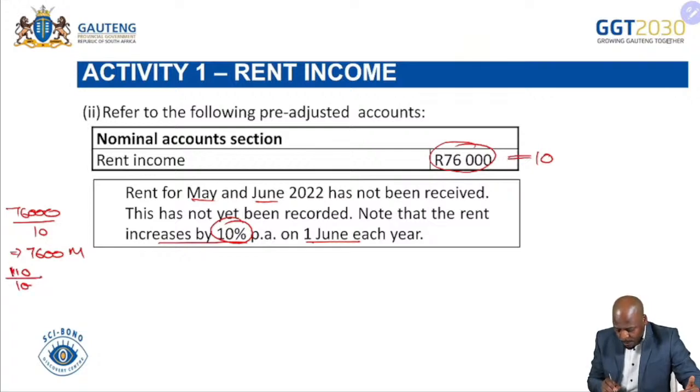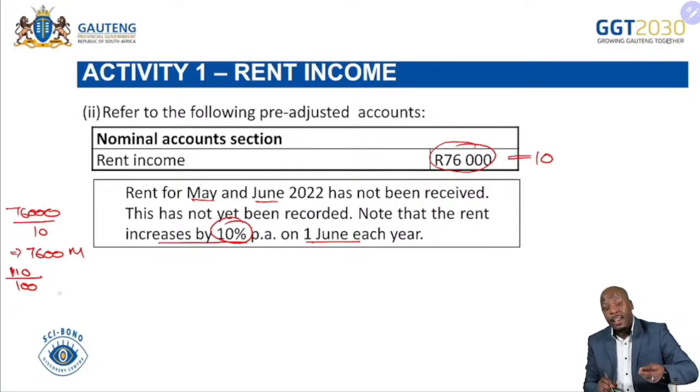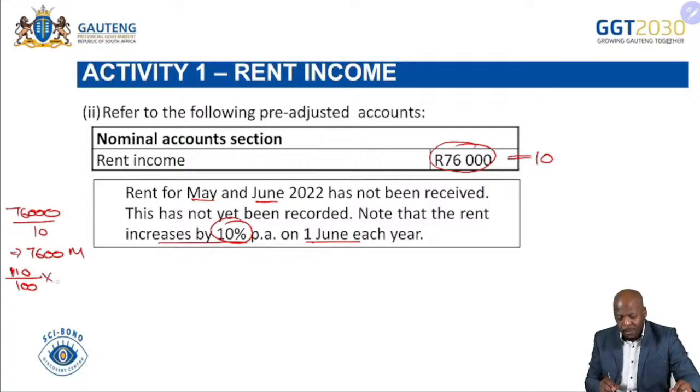110 over your 100. Remember, I'm now doing the UK method. What you want is the amount after increase, hence 100% plus 10% to give you 110% over what I have, which is the 100, multiplied by the amount before any increase, which is 7,600. Please punch that in your calculator. I see some of you are already busy. I want you to tell me how much you are going to get.